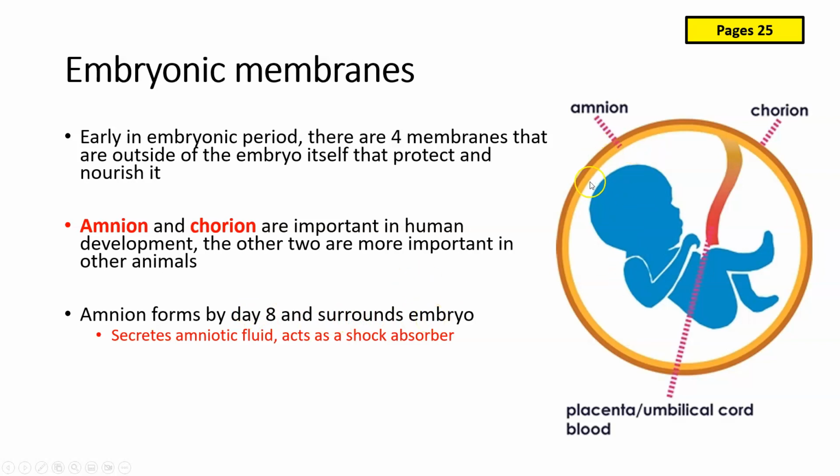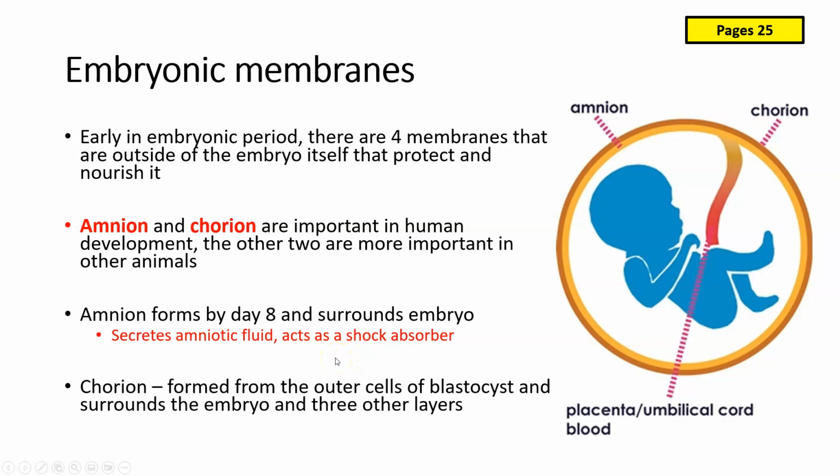So this light orangey-yellow line on the inside, this is the amnion, and the darker brown one on the outside is the chorion. The role of the amnion is to secrete amniotic fluid. So really important. The amnion secretes amniotic fluid, and this acts as a shock absorber for the developing embryo, and later on it will start to maintain the temperature for the developing fetus. The chorion, also very, very important. This develops on the outside of the blastocyst and it surrounds the embryo and the three other layers. So the chorion is the outermost layer.